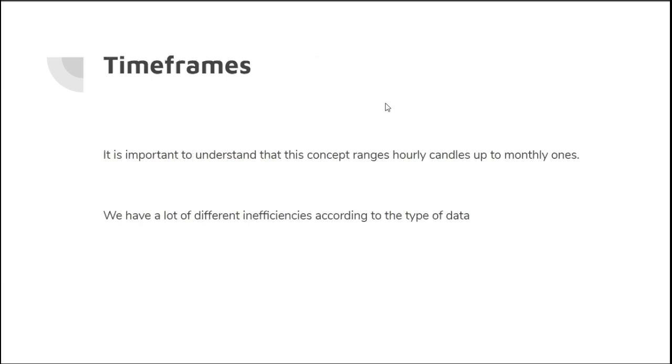So, timeframes. This concept ranges from hourly candles up to monthly candles. That means we can check a seasonality based on certain hours, day of the week, day of the month, day of the year. We can use a lot of different concepts. We have a lot of different inefficiencies to go out there and find according to the type and the time frame of our time series that we are going to use.